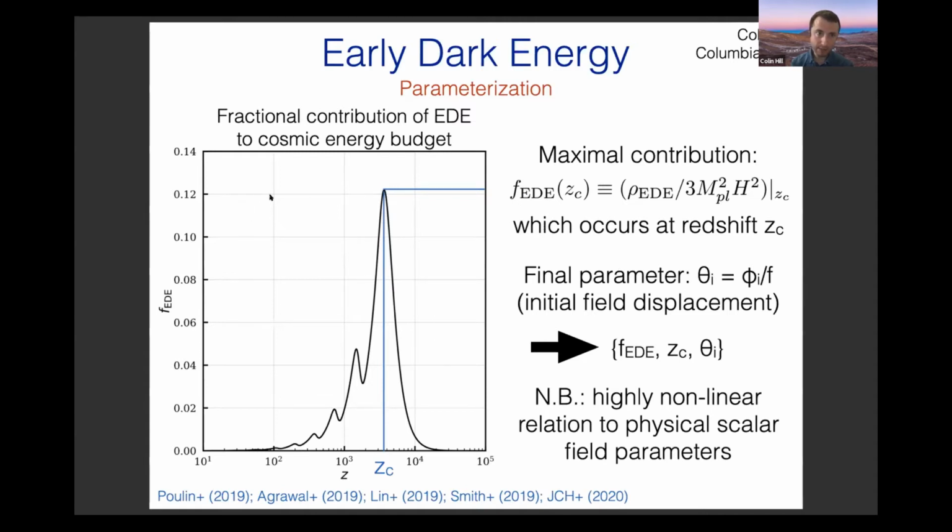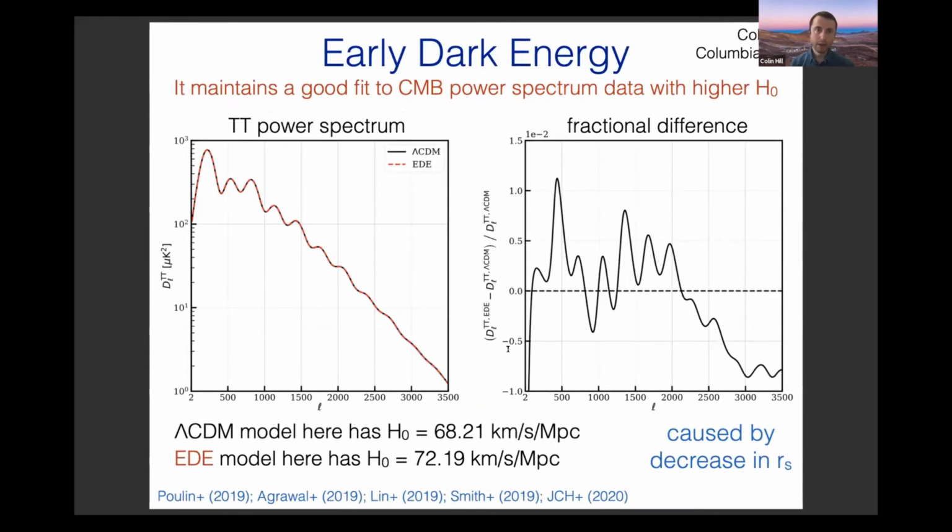So there are 3 new parameters introduced in these models. f_EDE, which is the maximum fractional contribution that this field makes to the total energy budget, the redshift where that happens, z_c, and then the initial field displacement on its potential. And these are what I might call effective parameters. And one thing we showed in our work was that there's a very nonlinear relation between these and the physical scalar field parameters, and you can actually get rather different results if you formulate the MCMC sampling in the other parameterization.